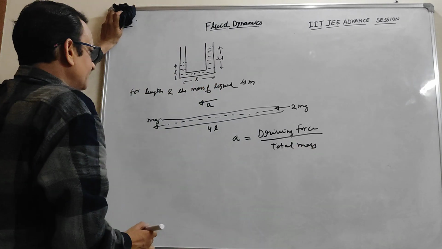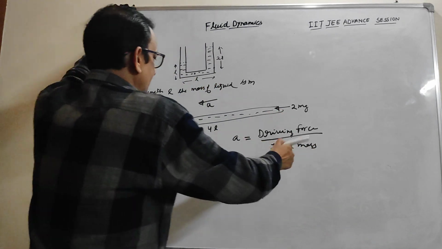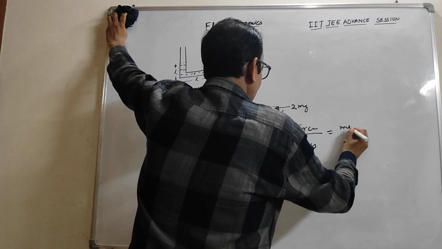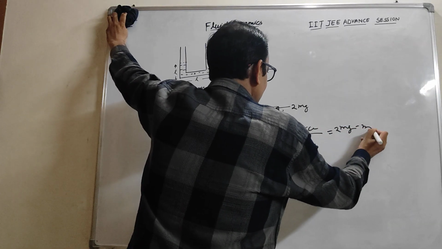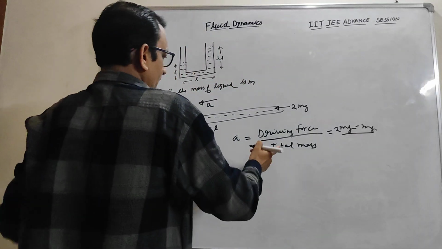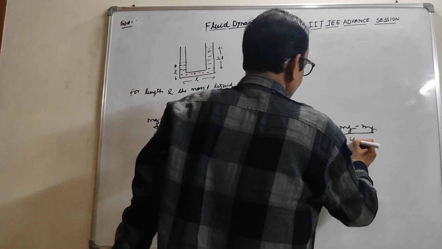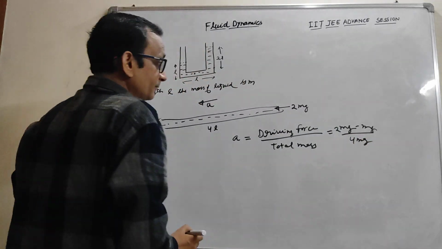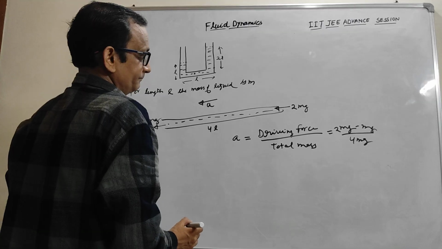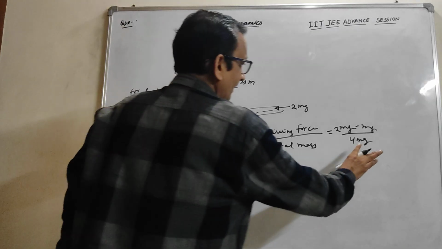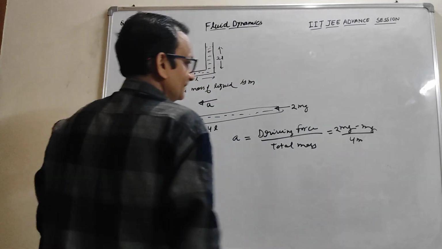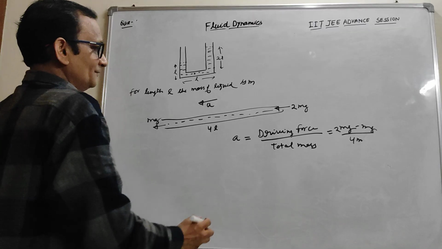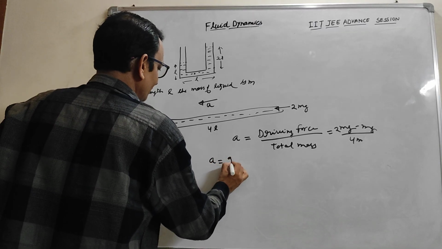So driving force is 2mg minus mg. So this becomes mg, 2mg minus mg upon total mass, which is 4m. So this becomes g by 4. Acceleration is g by 4.